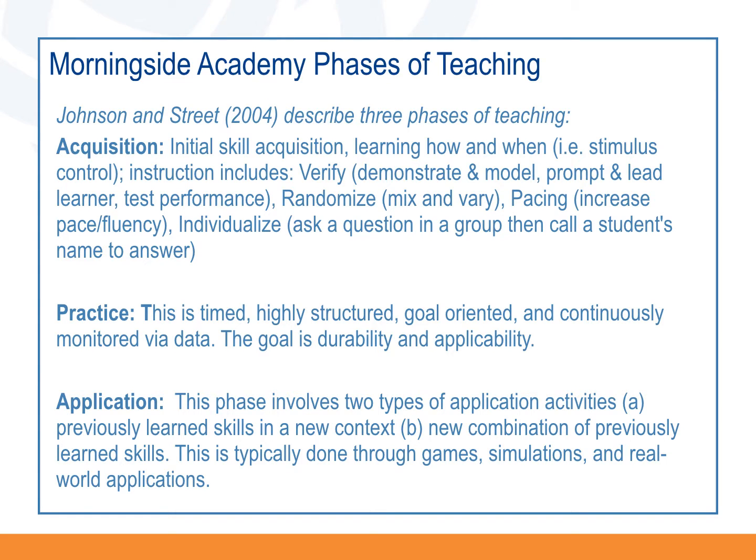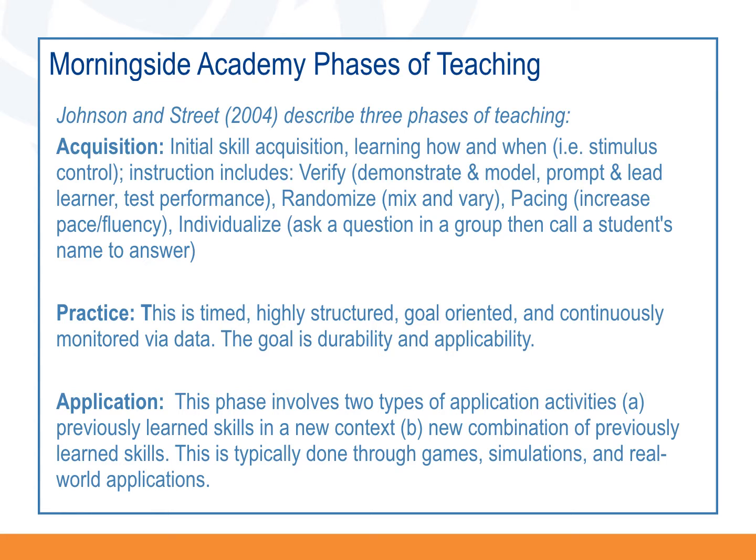Looking at the Morningside Academy, there are phases of teaching. In Johnson and Street's book, they describe three phases. First is initial acquisition, where you're learning the how and the when, so getting that stimulus control. Instruction is going to include verifying, where you demonstrate, model, prompt and lead them, and test to make sure that they can do the skill.